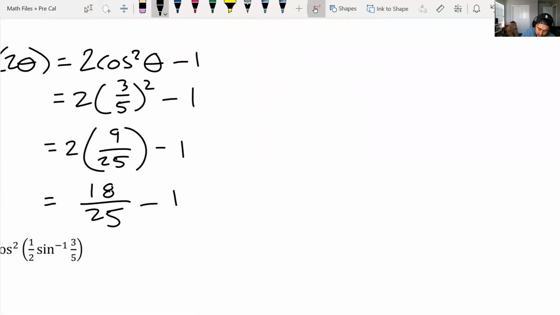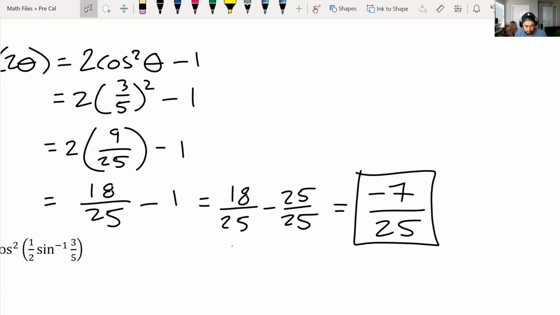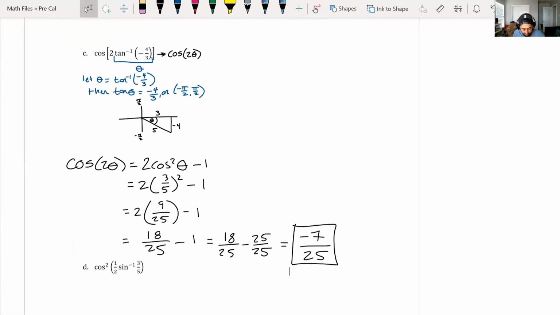Which means common denominator, 18/25 minus 25 over 25, and we'll get negative 7/25. Okay, perfect. All right, cool. And you would get the same thing if you chose the other two formulas for cosine 2 theta. What would that be? 3/5, so 9/25 minus 16/25. So yeah, negative 7/25. Okay, last one.